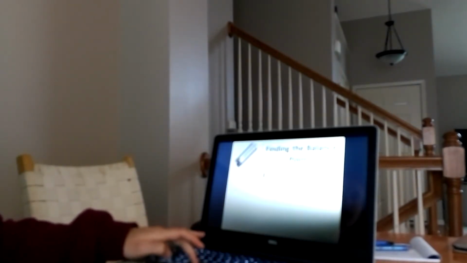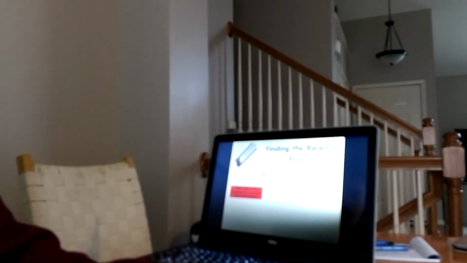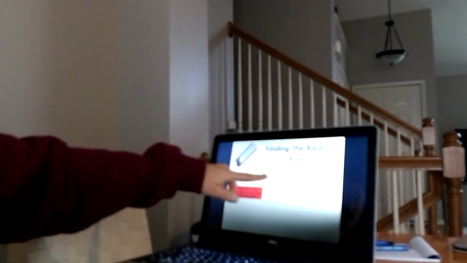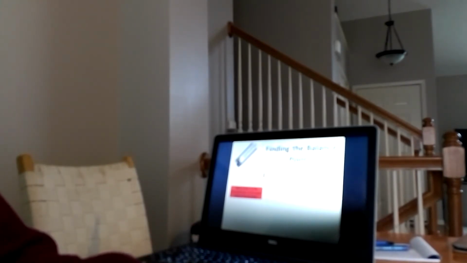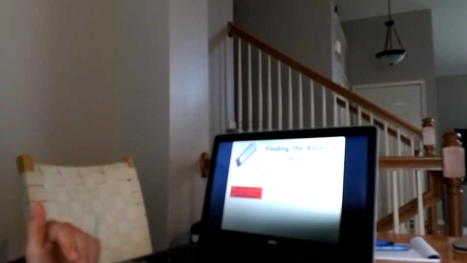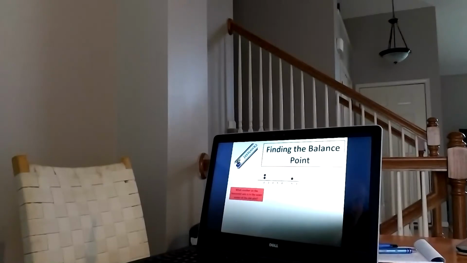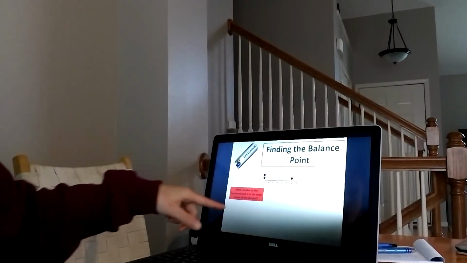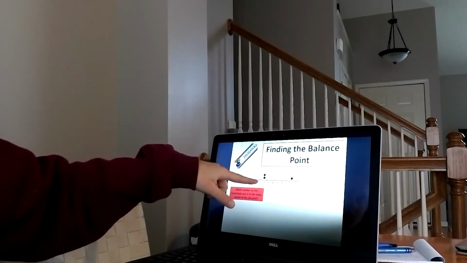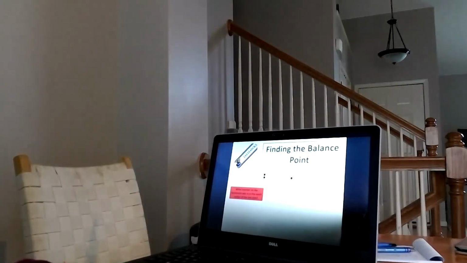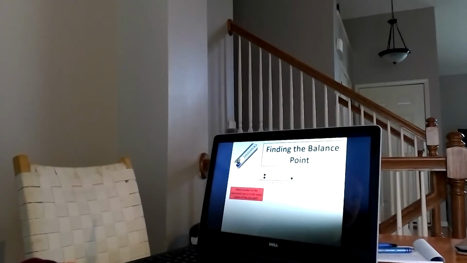All right, finding the balance point. Now we're given 3 numbers, and we need to know, what is the balance point? Well, the balance point is the same thing as the mean. So remember, all we have to do is add up our numbers and divide by how many there are. So we've got 2 plus 2, because there are 2 2's, which is 4, plus 8, which is 12. So just keep that in mind.